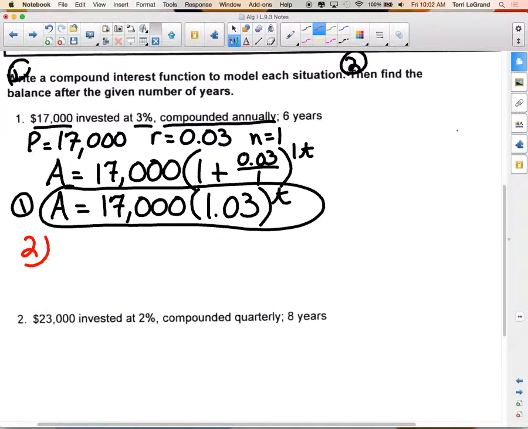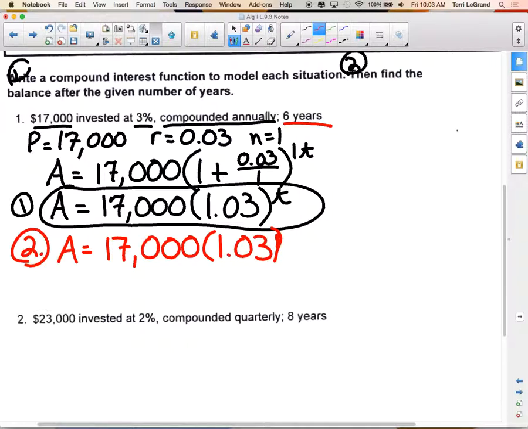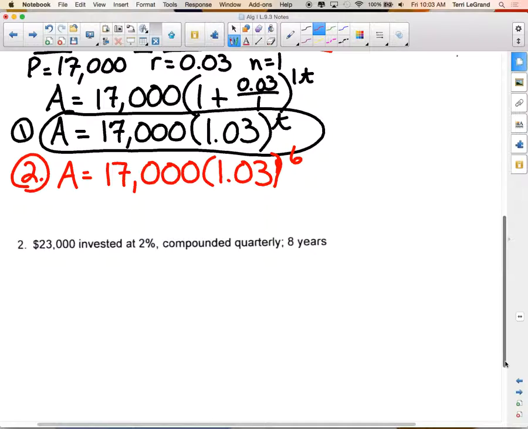Then we use it to figure out how much money will be in there after 6 years. So A equals 17,000. I need you to write this out. Don't put it in your calculator till you do. And the T will be replaced with 6. And this is money, so we're going to round to the nearest hundredth. So answer number 2. Devin, what you got? 2029.89. 2029. 0.8. So that'd be 80 cents.